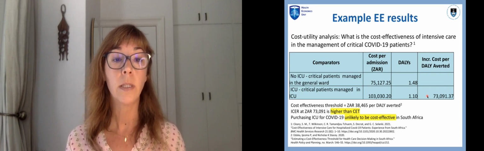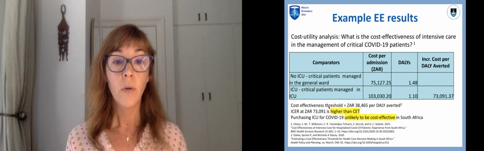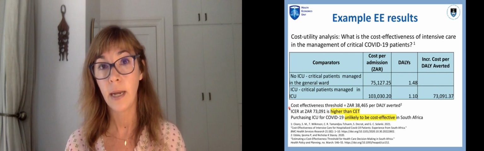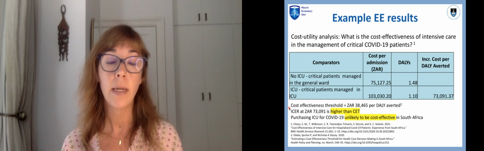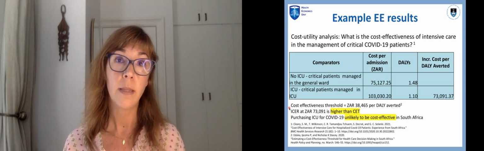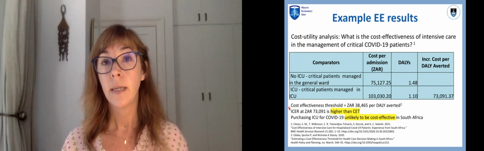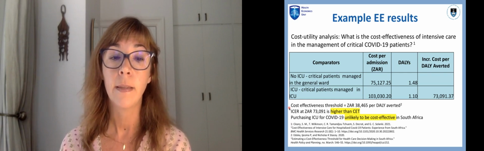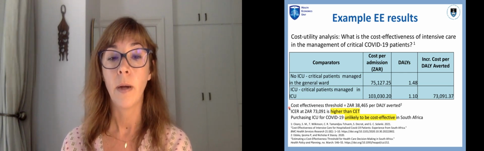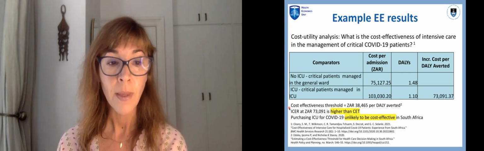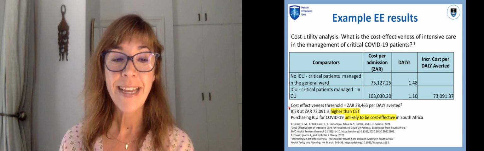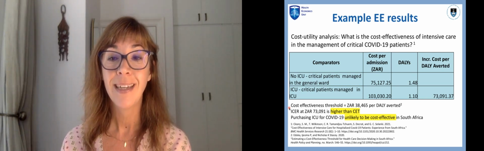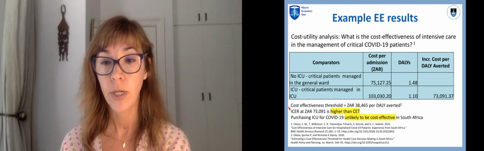Okay, great. So now what do we make of that? Fortunately, in South Africa, we have a sense of what our cost effectiveness threshold is in our public health system. And we know that it is about just under 40,000 Rand per DALY averted, meaning that the least cost-effective thing that we're currently doing is generating health at a cost of approximately 40,000 Rand. So this then means that our incremental cost-effectiveness ratio, which is at 73,000 Rand, is higher than our cost-effectiveness threshold.